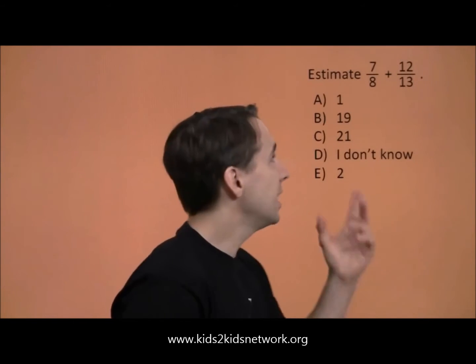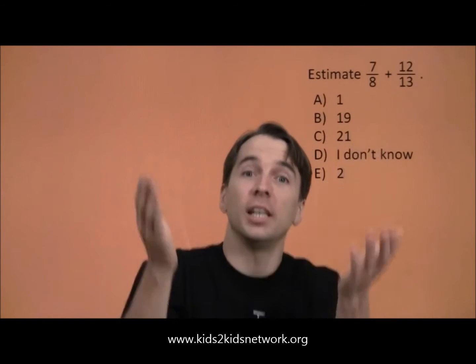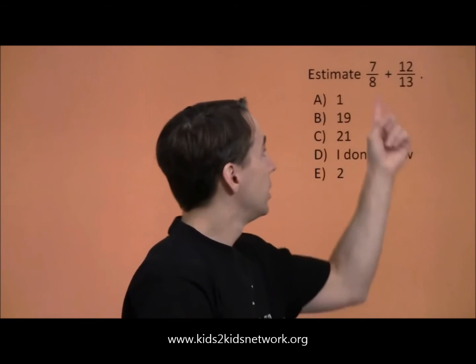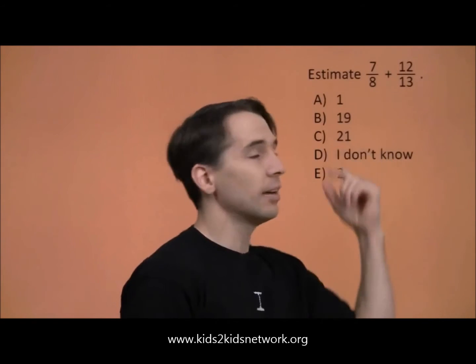They added the top numbers, they added the bottom numbers, they got the wrong answer. Because they didn't realize that a fraction is a number. 7 over 8, that's a number, it's on the number line. It's a little bit less than 8 over 8. 8 over 8 is 1. 7 over 8 is a little bit less than 1.